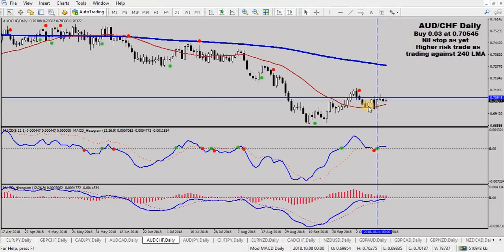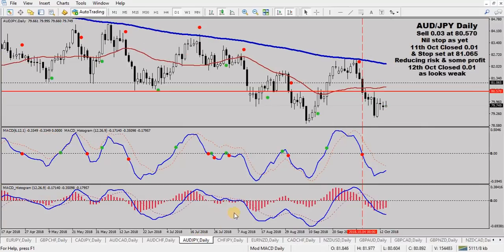Oz Swiss in a buy here, going nowhere really, but it's got potential. Oz Yen in a sell, come down. I think I've already closed out 2/3. You can read my notes. Stop in place up here.